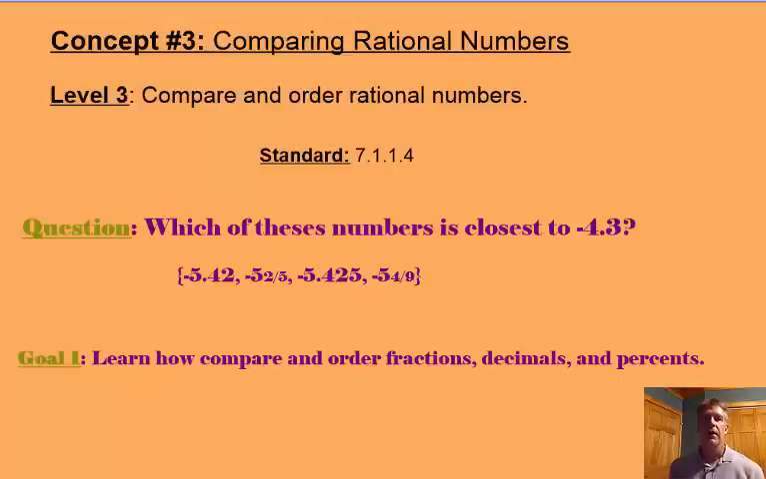Hey guys, in this video we want to compare and order rational numbers. What does that mean? Well, we want to learn how to order and compare fractions and decimals and percents. That's our goal. Alright, let's look at our question here. Which of these numbers is closest to negative 4.3? So they're going to give you a list of numbers and I'm going to find which one's closest to that. So I have to be able to order those and compare them.